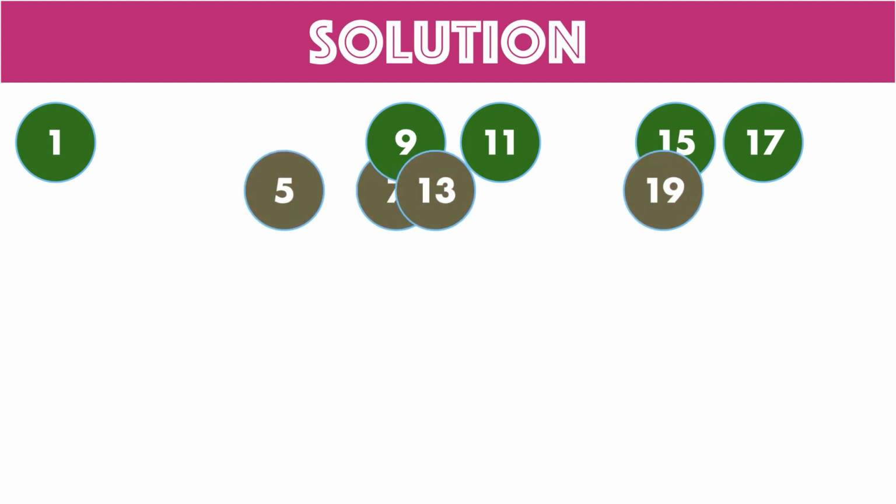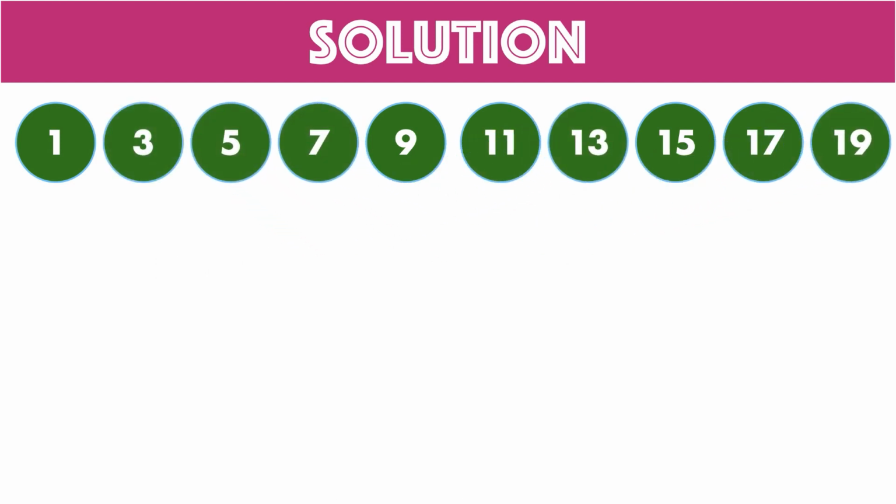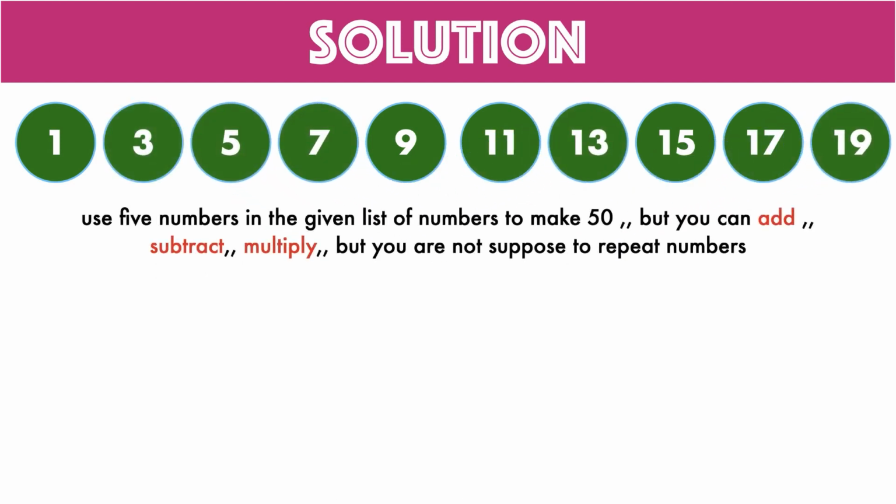If the same question is asked with a little modification, like use 5 numbers in the given list of numbers to make 50, but you can add, subtract, multiply, but you are not supposed to repeat numbers, this is pretty simple compared to the previous scenario. By using the multiplication operation, we can have multiple answers. One way to achieve it is like this: 1 times 3 plus 11 plus 17 plus 19. This will result in 50.